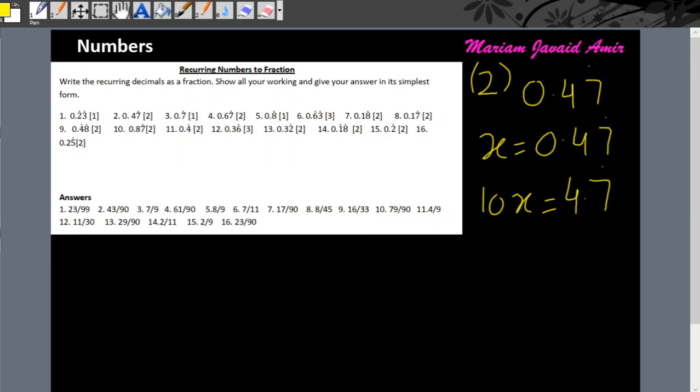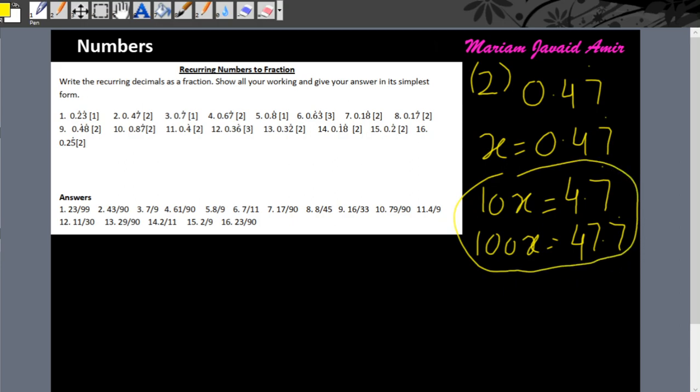If I subtract these, the 7s won't get eliminated, because there is also a 4 with x. So let's change this into 100x. 100x would be this times 100, so that would be 47.777777. Now let's subtract these together.